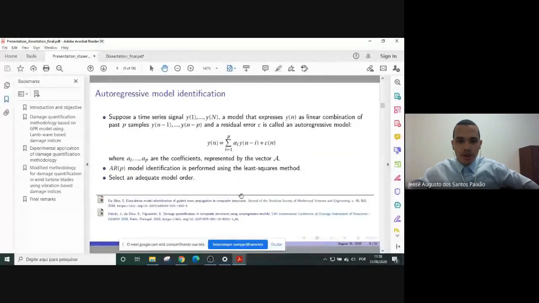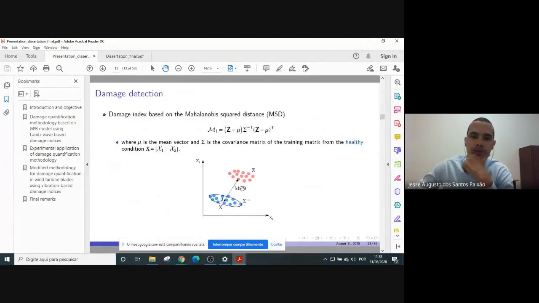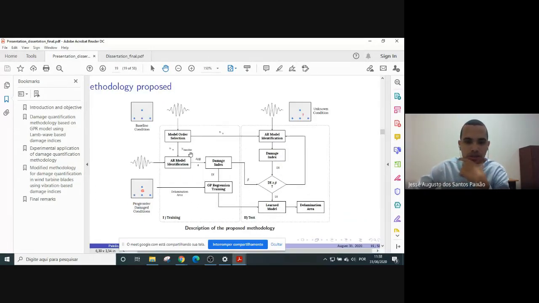Okay, thanks, Professor, for the comments. I think that the methodology could be applied in real time. The GPR model regression training is computationally expensive, but the idea of the methodology is for it to be trained in offline mode. I put that in the dissertation, but I didn't mention it here.